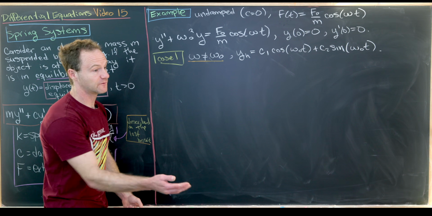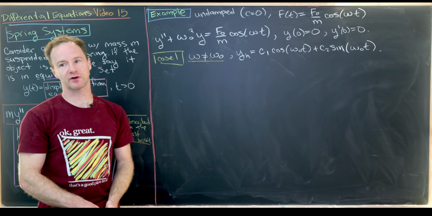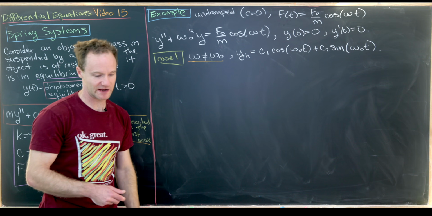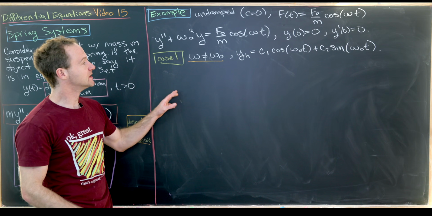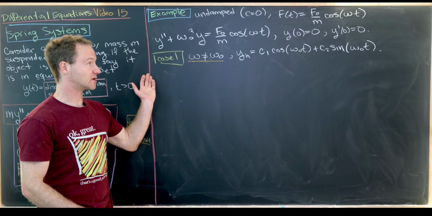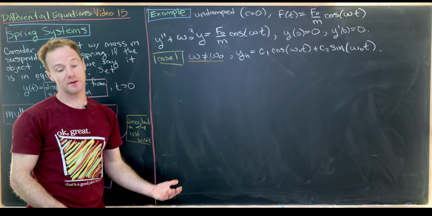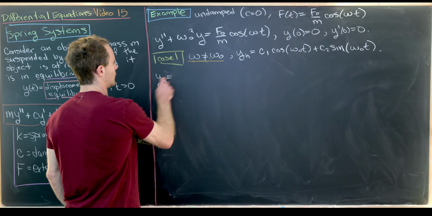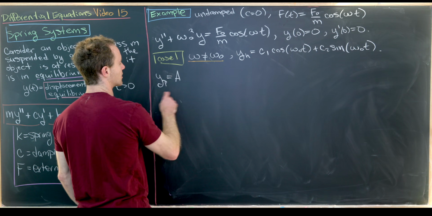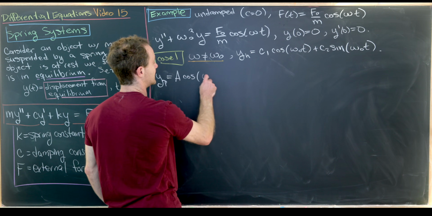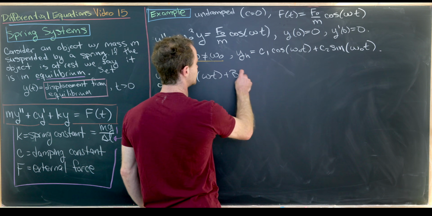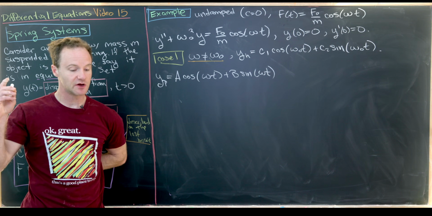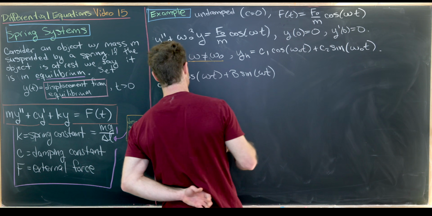So maybe the external force is like you tap the bottom of the spring, or maybe the external force is some sort of large sound wave or something like that. Okay, so let's maybe find our particular solution using the method of undetermined coefficients from this point. So our particular solution should have the form A times cosine omega t plus B times sine omega t, where A and B are to be determined. Those are our undetermined coefficients.